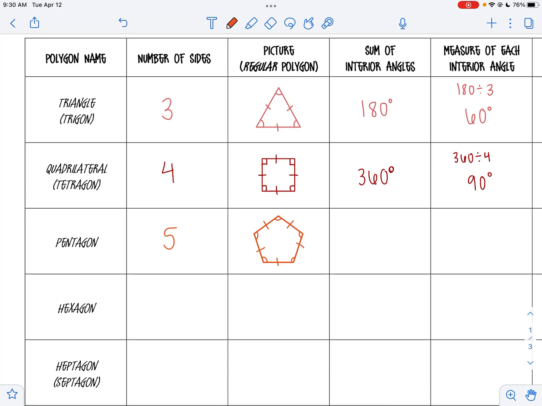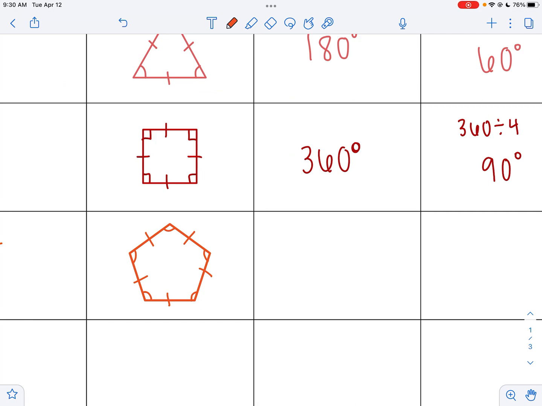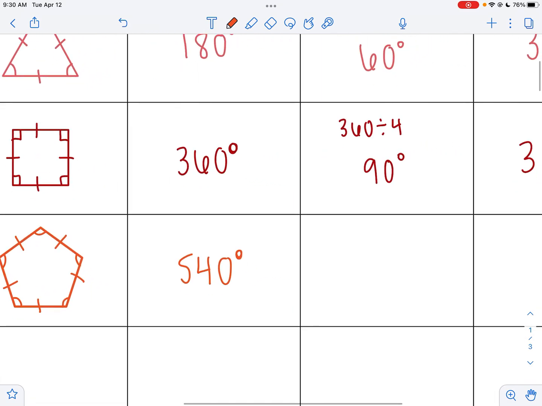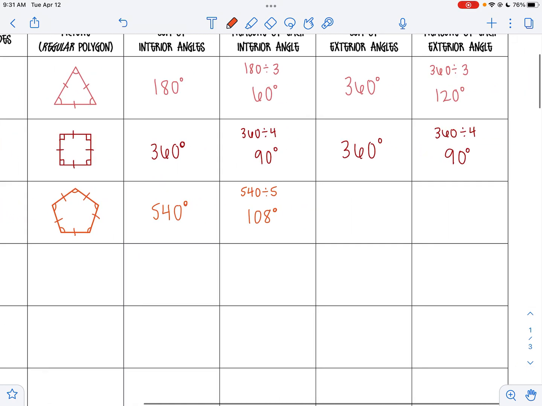Now, the sum of the interior angles in a triangle was 180, and in a quadrilateral, it's 360. So as we can see, this number is going up. I'm going to tell you that for a pentagon, the interior angles would add up to 540 degrees. So if we want to find one interior angle, I would take 540 and divide it by 5. 540 divided by 5 would be 108 degrees. Exterior all the way around is still going to be 360.